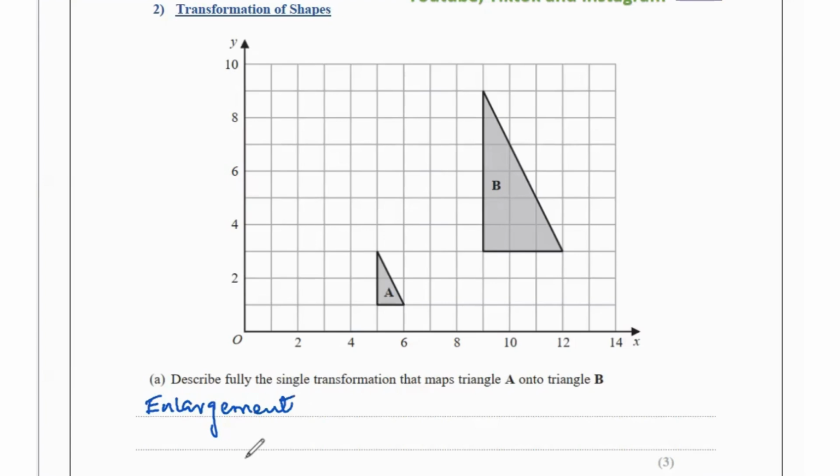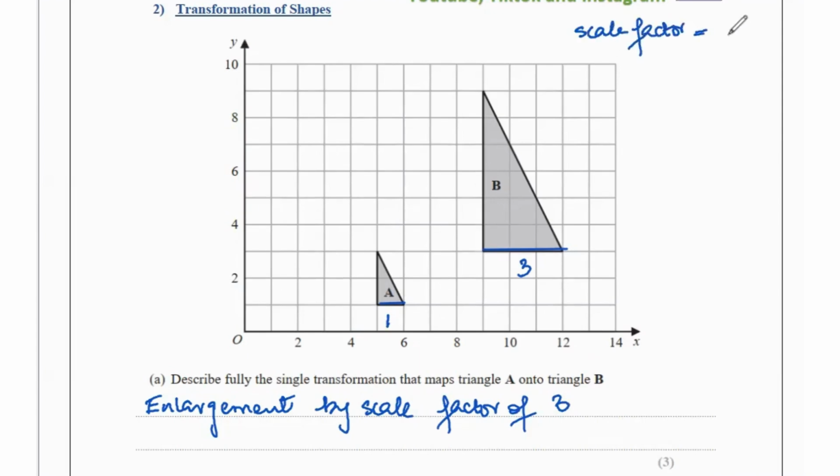Now we need to figure out the scale factor of the enlargement. For the scale factor, you pick two corresponding lengths on the shapes and see how those lengths have changed. For A, the base is 1, and for B, the base is 3, which means we're multiplying the lengths by a scale factor of 3. So scale factor is new length divided by old length.